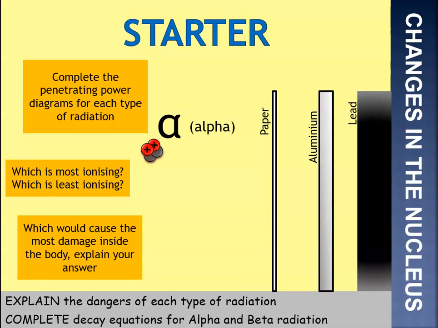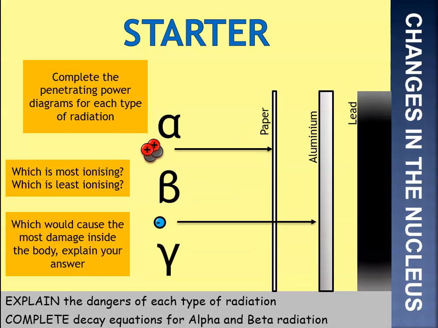Okay, alpha, beta and gamma. Alpha is stopped by paper, beta is stopped by aluminium, and gamma is stopped by lead. Which is the most ionizing? We've got alpha. Which is the least ionizing? That would be gamma. Again, it's got no charge and no mass, so it's very unlikely to encounter another atom.